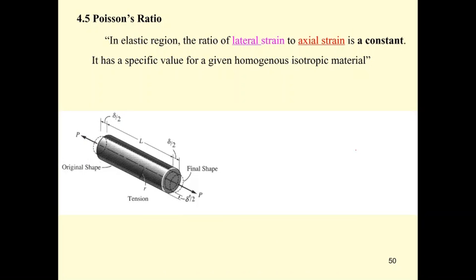Poisson ratio is defined as the ratio of the lateral strain to the axial strain. What is axial strain? When you pull this material, the material will elongate. For example, when we pull an elastic band, that's going to be the total elongation. And when you divide that elongation by the length, you get the longitudinal strain or axial strain.